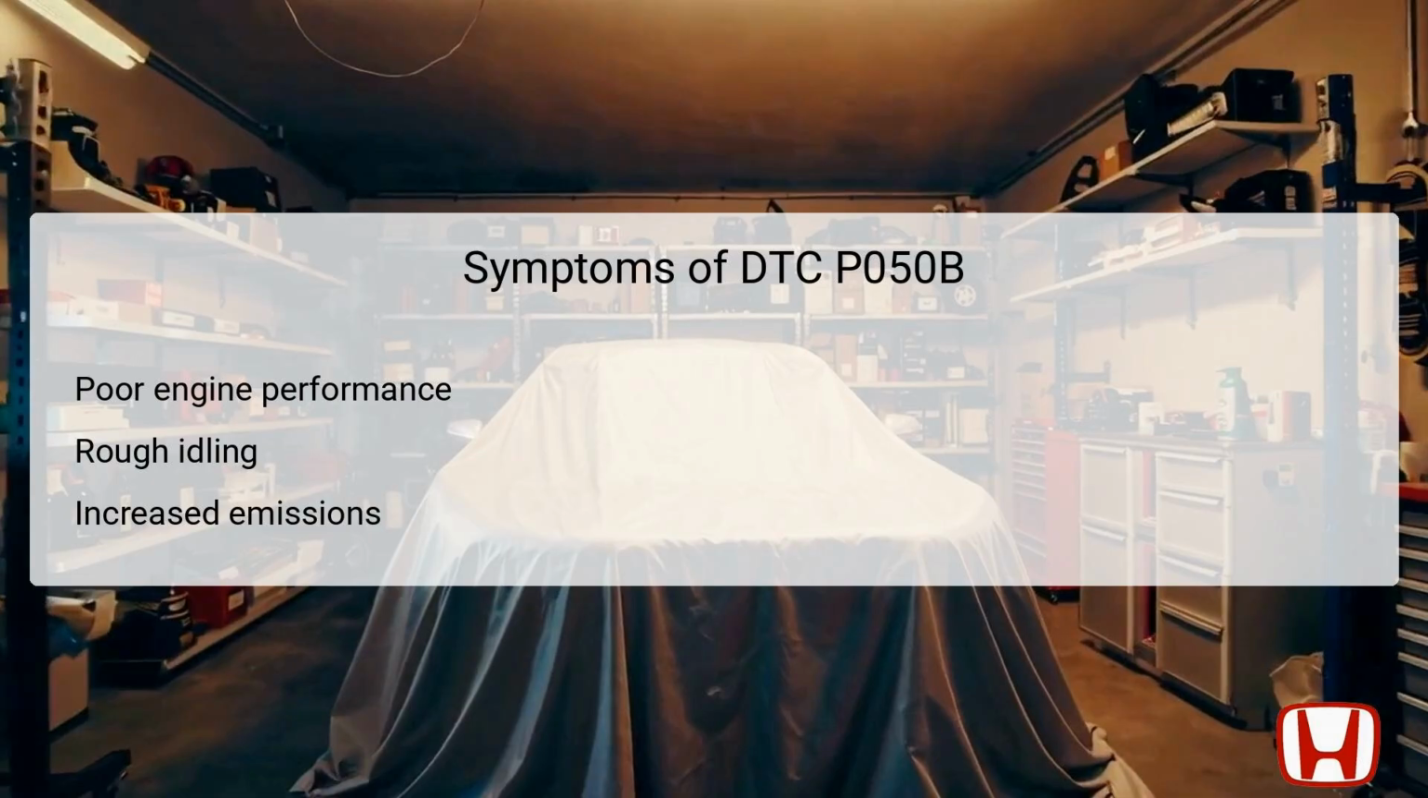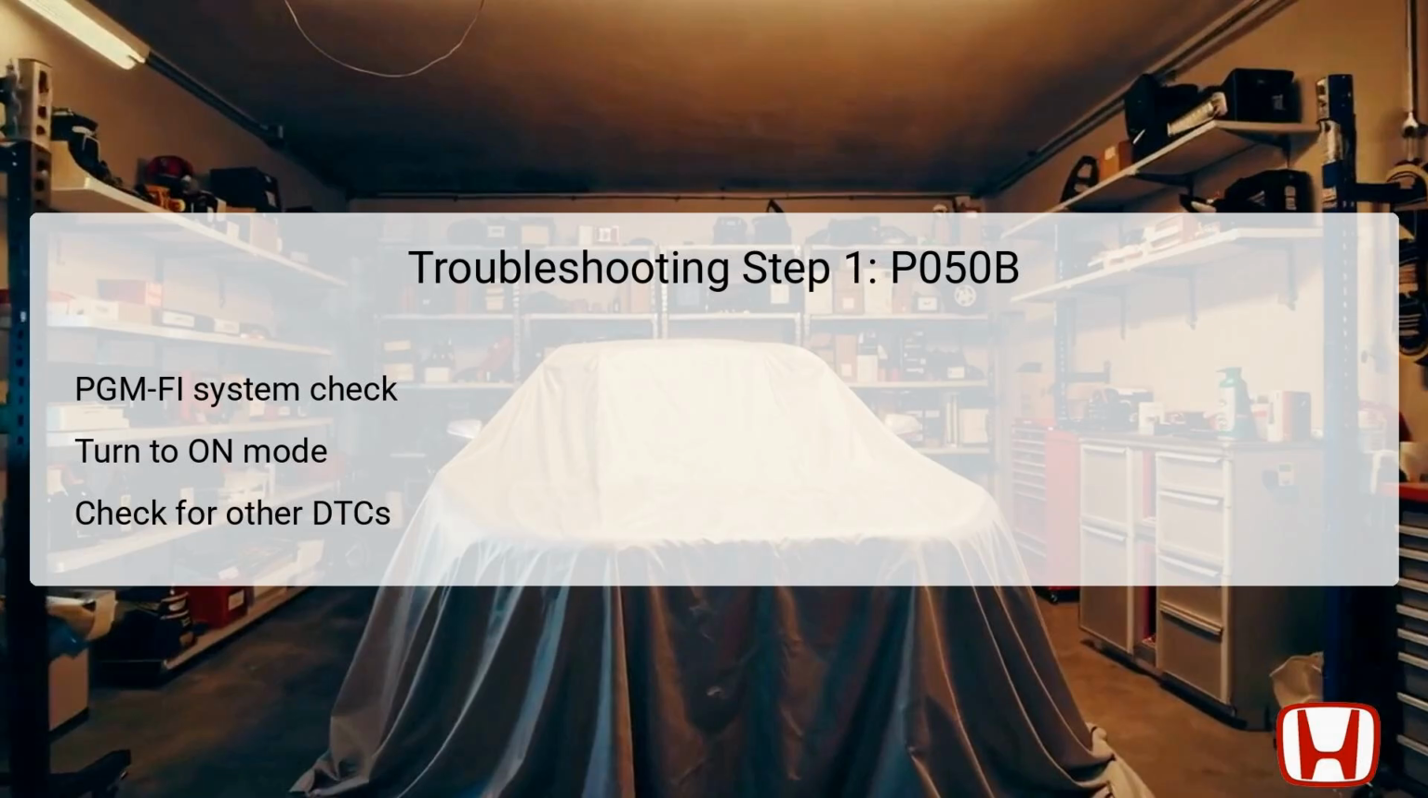The first step in troubleshooting DTC P050B involves a thorough check of the programmed fuel injection, PGM-FI system. Begin by turning the vehicle to the on mode, which powers the vehicle's electrical systems without starting the engine. Once in this mode, utilize the Honda Diagnostic System, HDS, to check for any pending or confirmed DTCs.